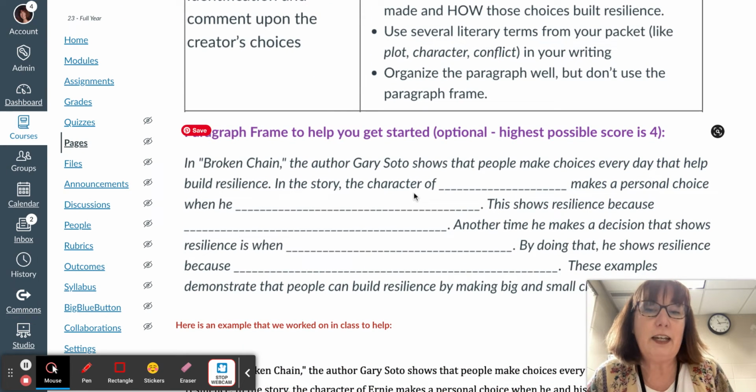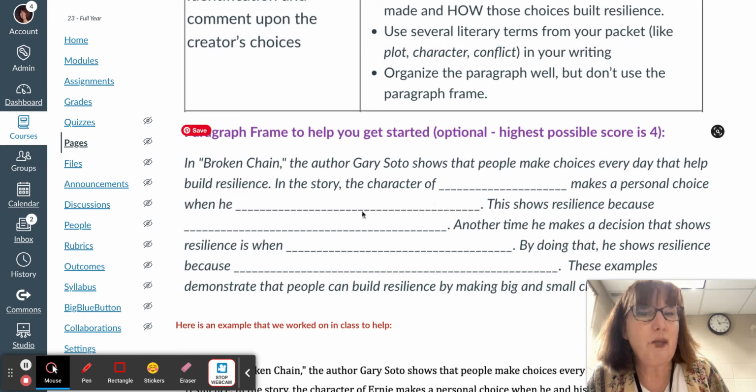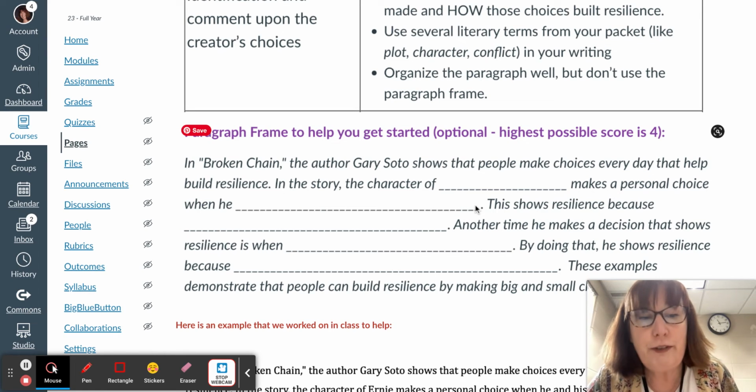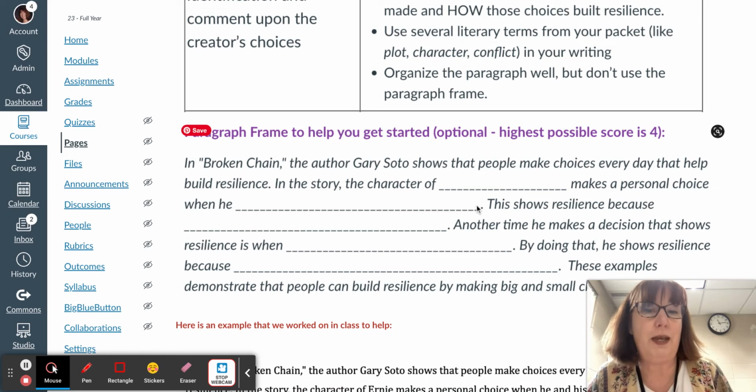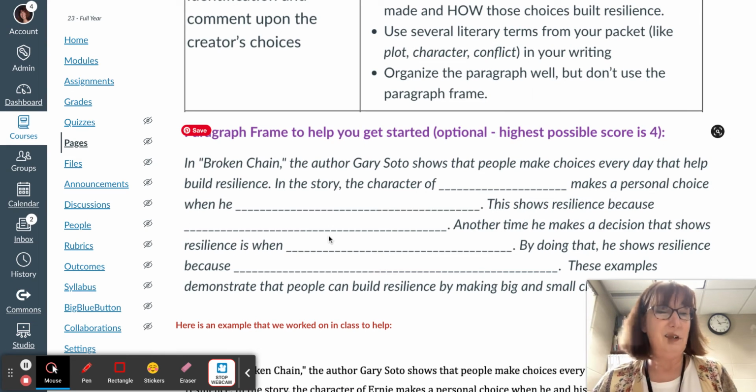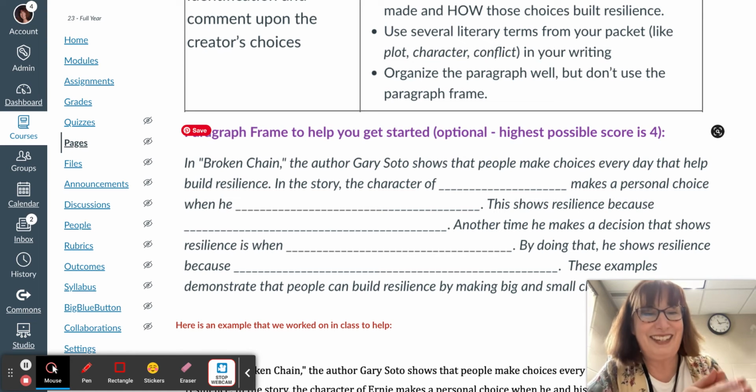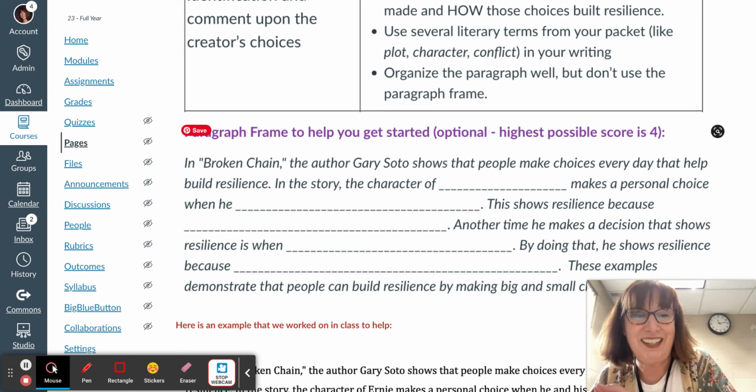In the story, the character of, you're going to talk about Alfonso, makes a personal choice when, here's where you list what choice does he make. So you get rid of that line and you fill in a choice that Alfonso makes. This shows resilience because what? So if Alfonso makes the choice to wash his bike and then the chain breaks, how does that show resilience? So you write that in here.